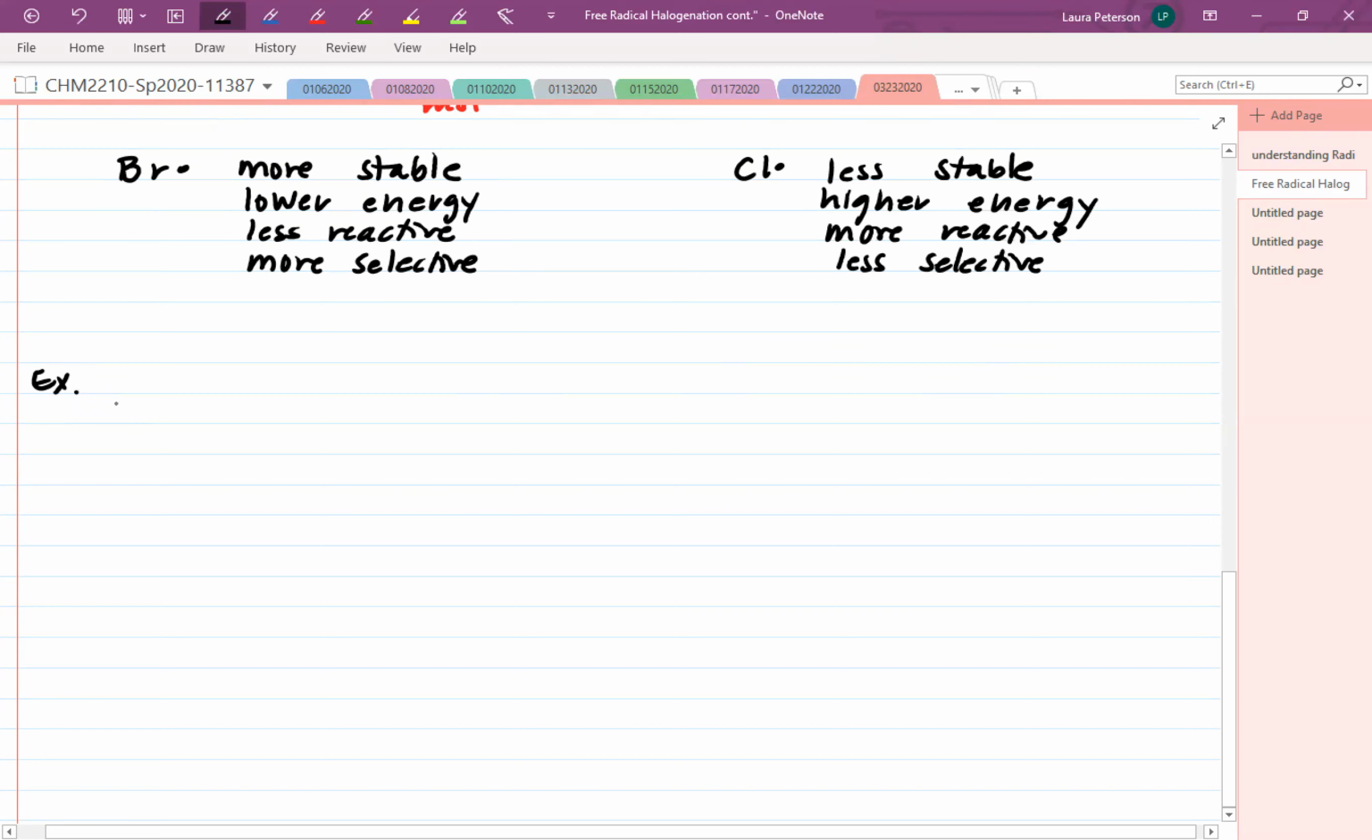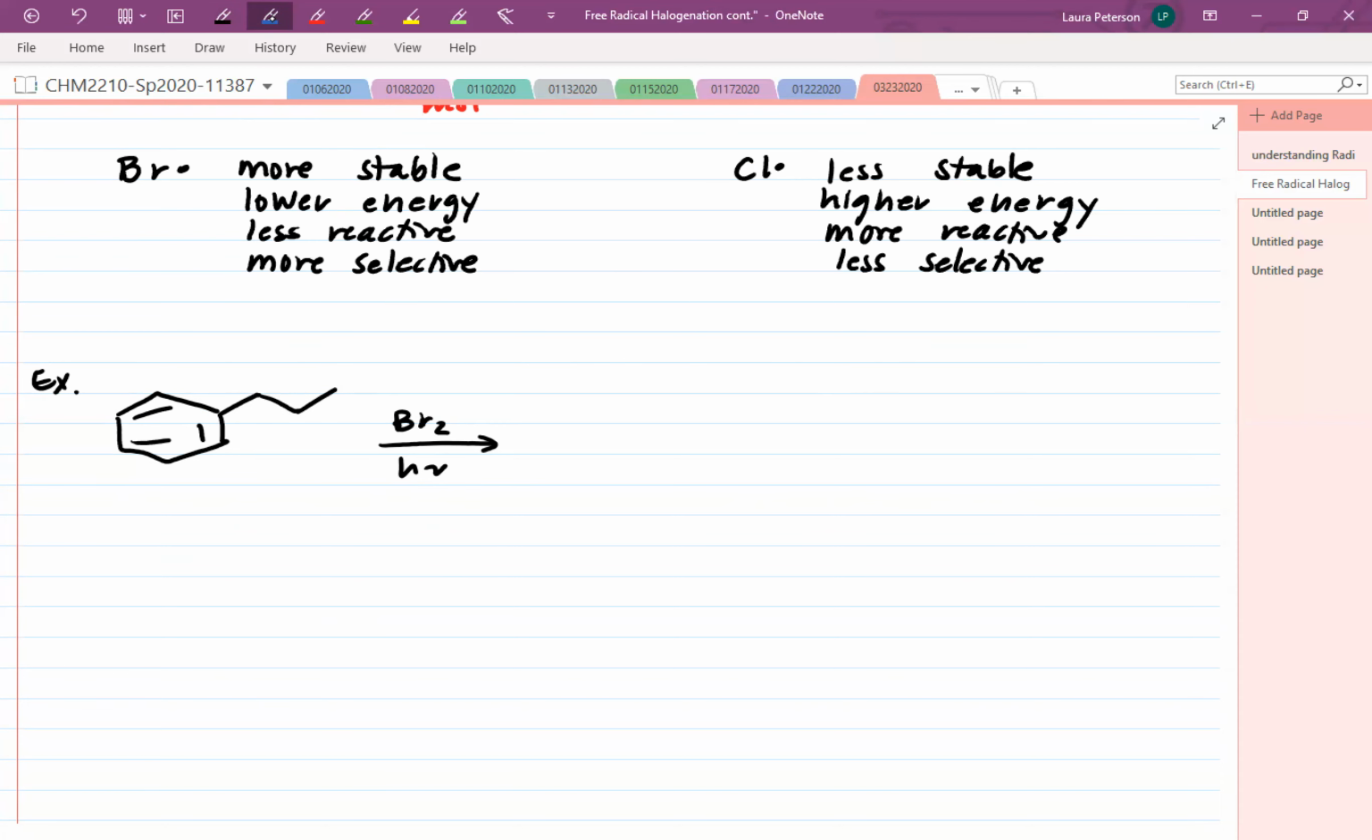Okay, so let's first look at this substituted benzene, and we'll do bromination first. Okay, so I'm going to make that more clear. It just looks like a random wavy line. Let's count the carbons, and again, I'm just doing that so we can talk about it.